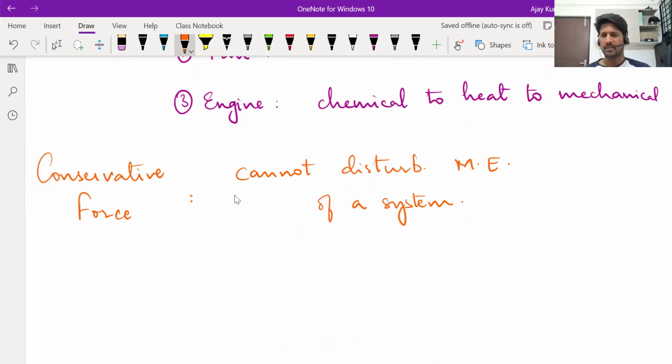Conservative forces cannot disturb the mechanical energy. Non-conservative forces can disturb the mechanical energy. So, when will the mechanical energy of a system not change? Okay, simple thing. If conservative forces are the only forces doing work on a system, then its mechanical energy won't be disturbed. Non-conservative forces have to do zero work. Then mechanical energy will not be disturbed. That's all. That's the statement.